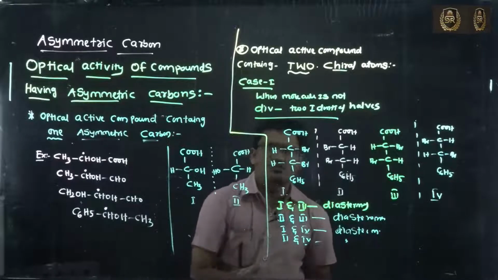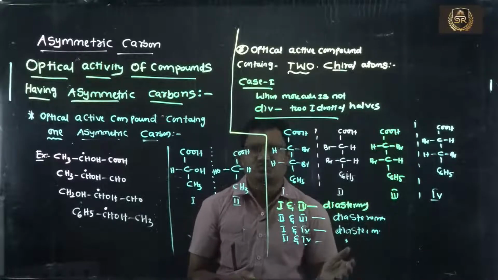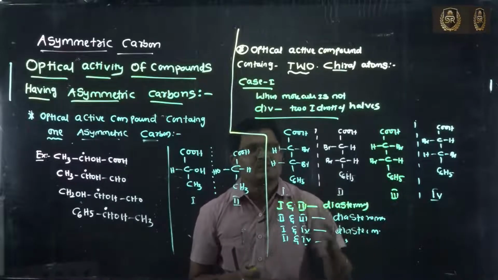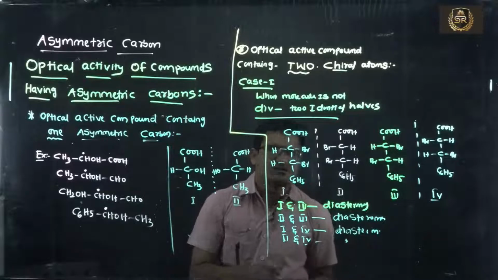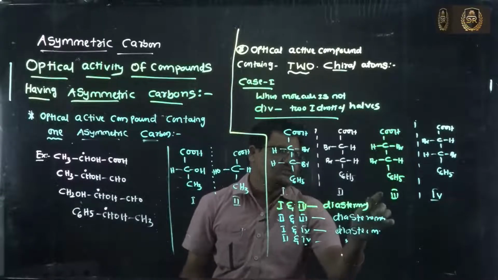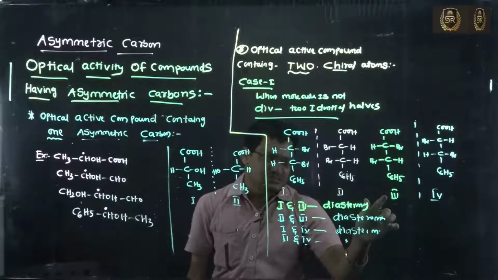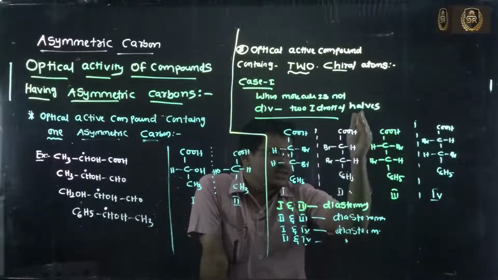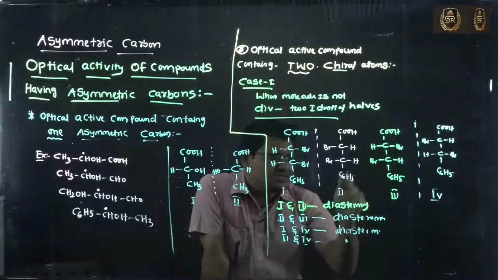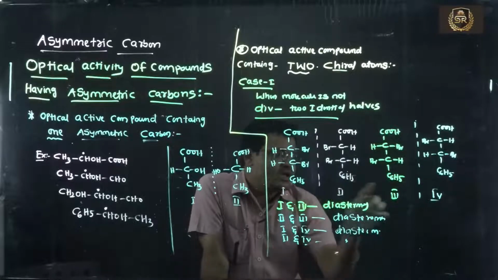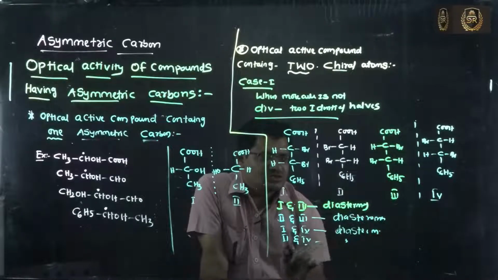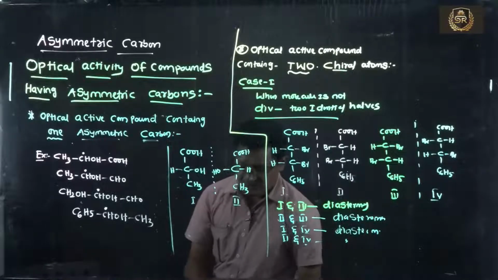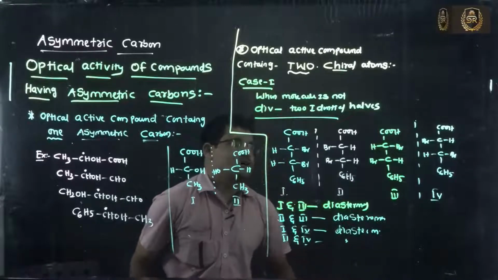1 and 2, which are mirror images of each other, are called enantiomer pairs. Those which are not mirror images of each other are called diastereomers. 2 and 3 are also not mirror images of each other, that is why they are diastereomers. 1 and 4 are diastereomers, and 2 and 4 are also diastereomers. So this is one of the concepts.